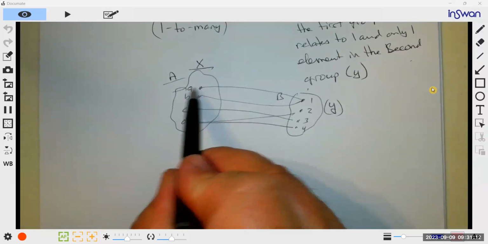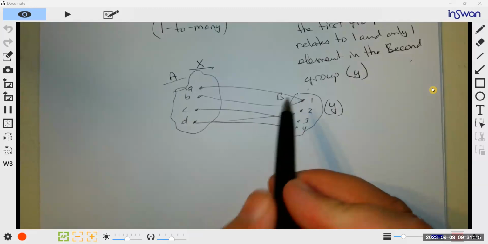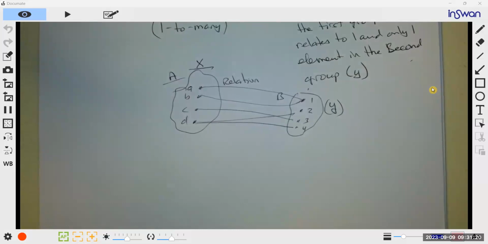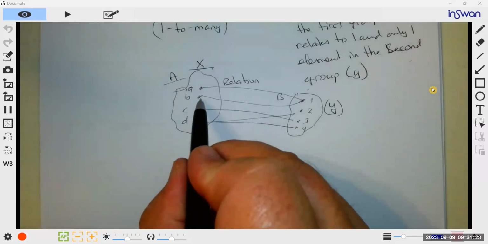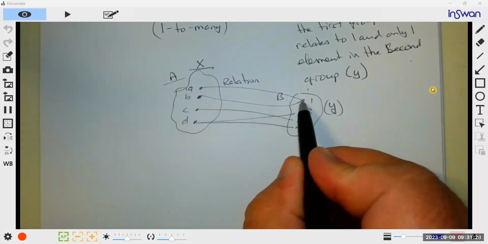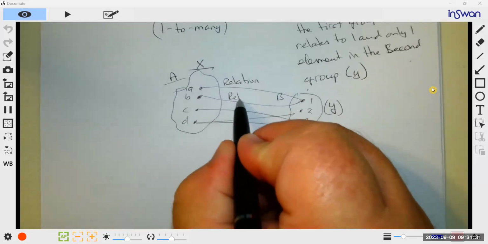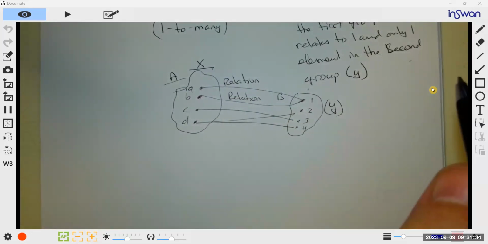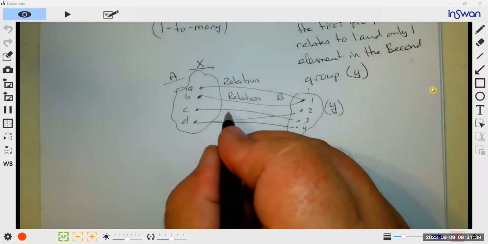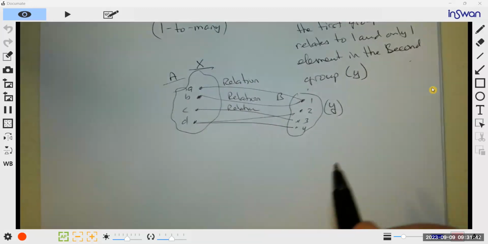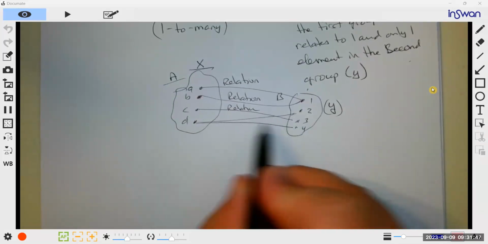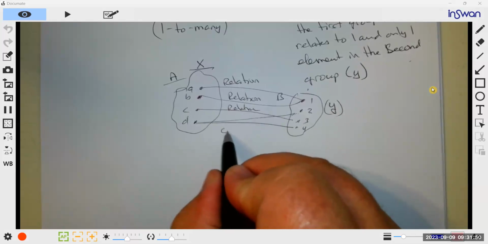Since this element only connects to only one here, that's a relation. Likewise with B. B only has a relation with one element over here. So that's also a relation. C, yep, only one here. So that's a relation. But D has a correspondence.